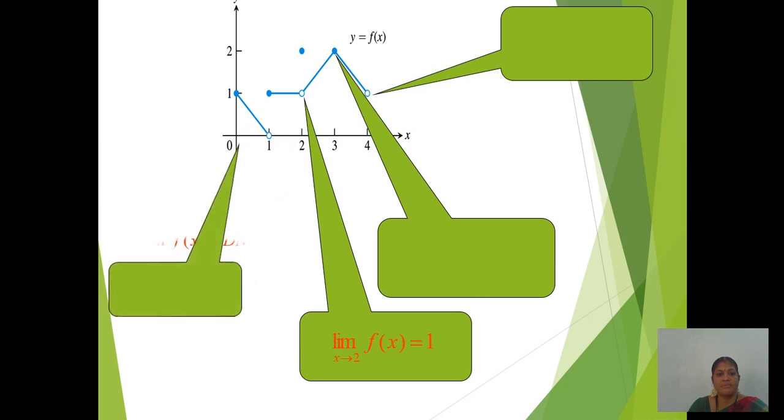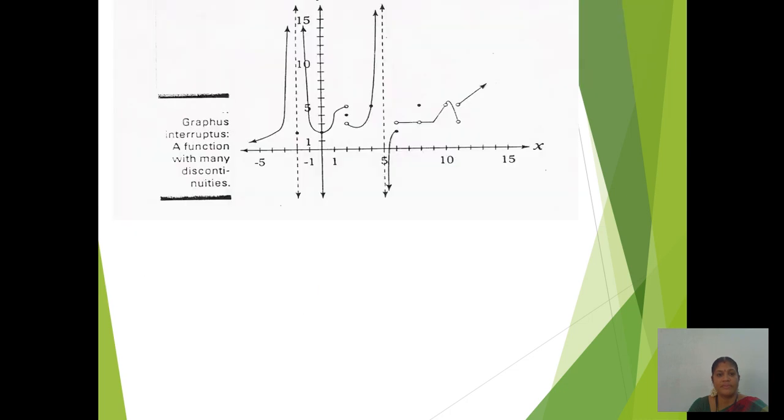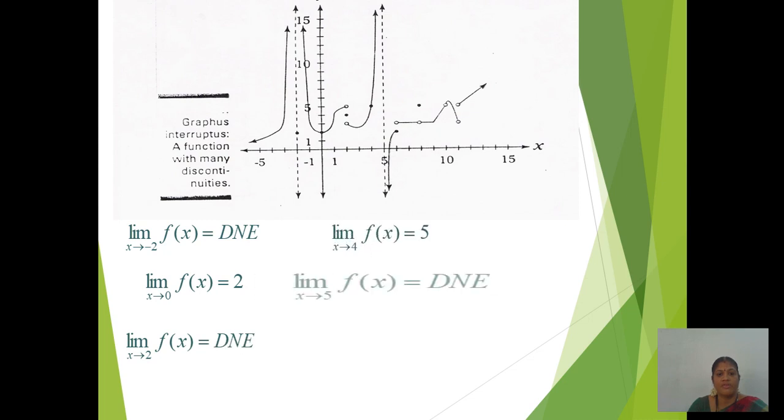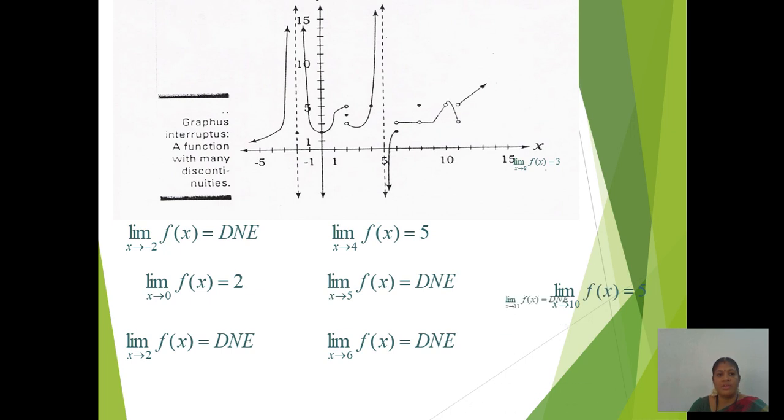So some examples. f(x) equal to x. So as x tends to 0, f(x) equal to 2; as x tends to 4, f(x) equal to 5. Some definition of the graphs.